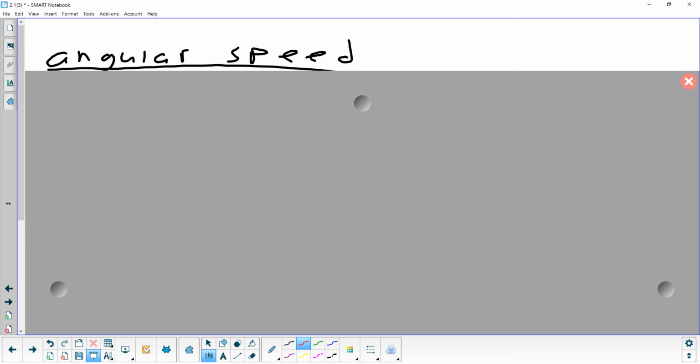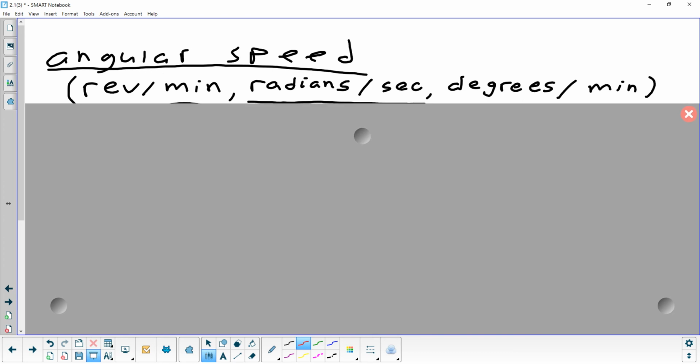So the way we can measure the speed of something spinning, we can measure it in revolutions, we can measure the distance in radians, or we can measure it in degrees. Those are really the three ways we can do it. The time unit could be anything. Radians per hour, radians per day, radians per minute. But these are the three units that you can use to measure something spinning. A revolution, a radian, or a degree. They all measure circular motion.